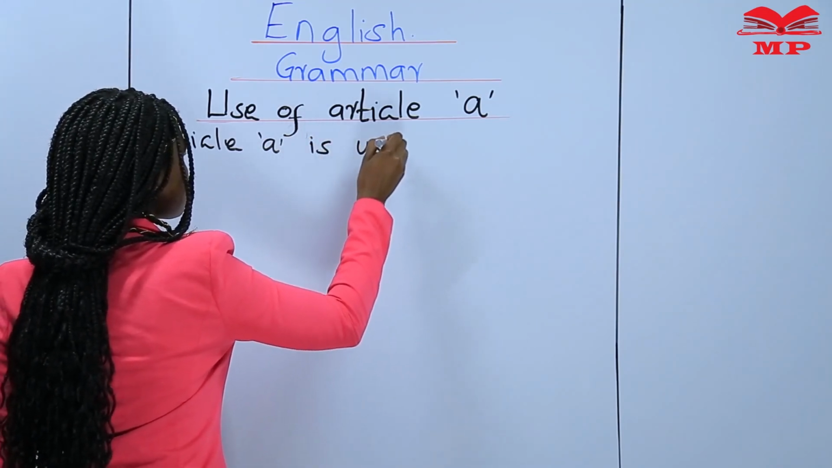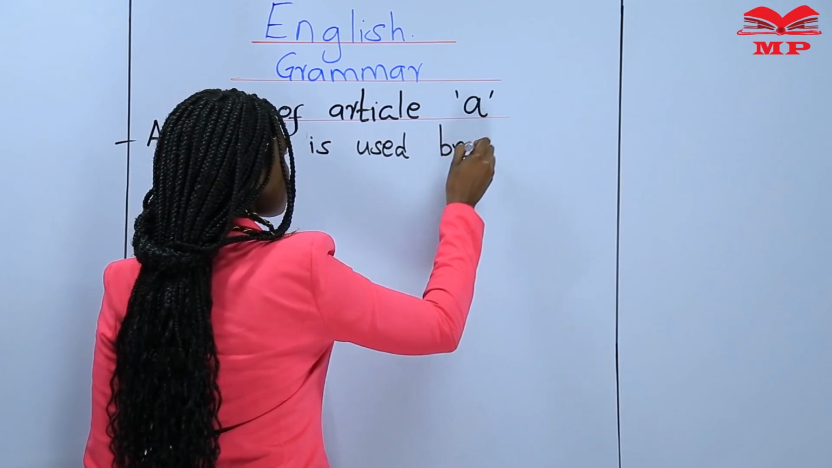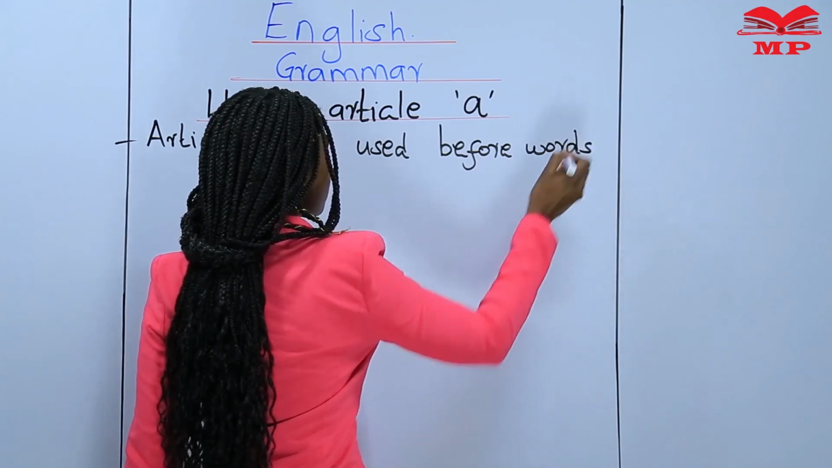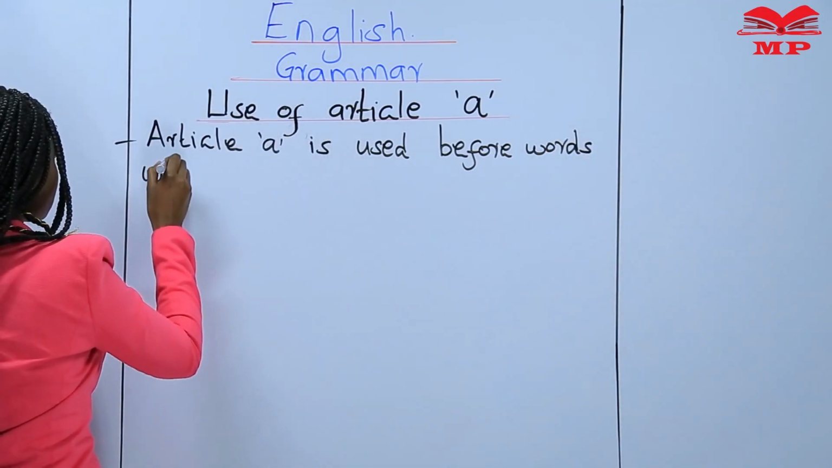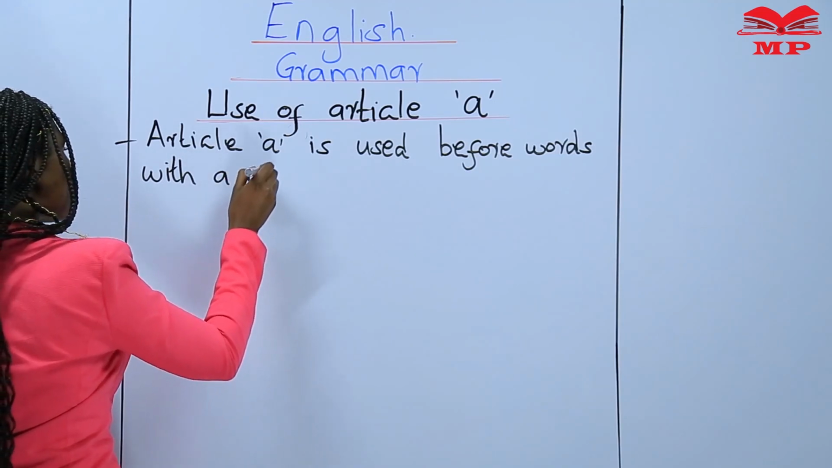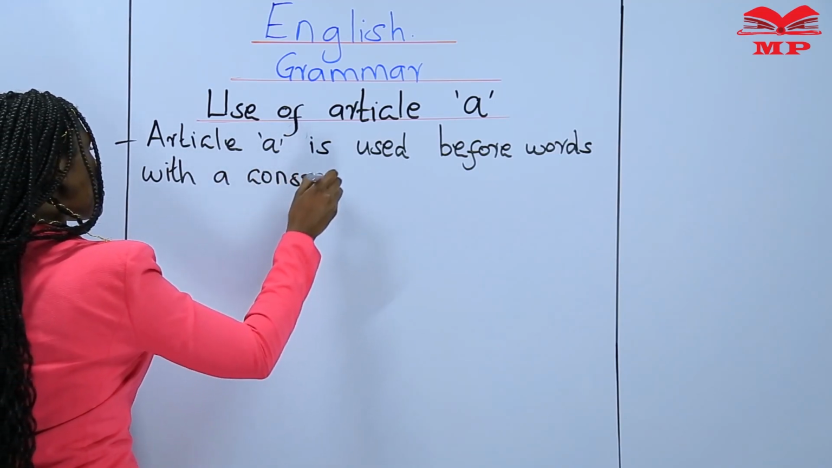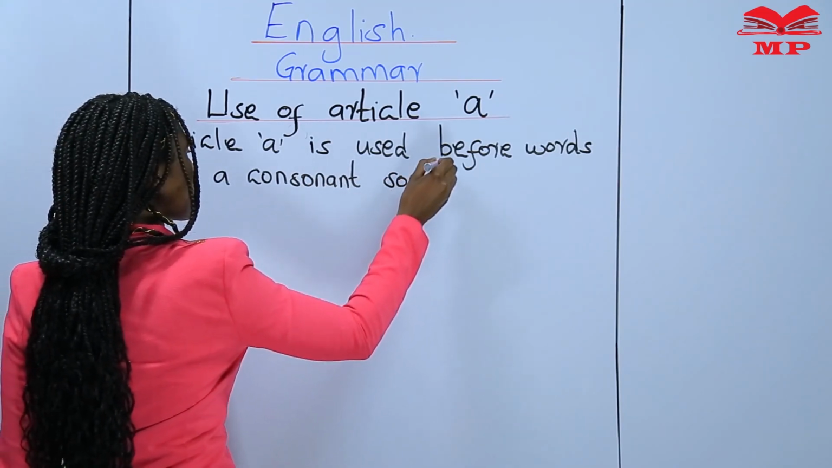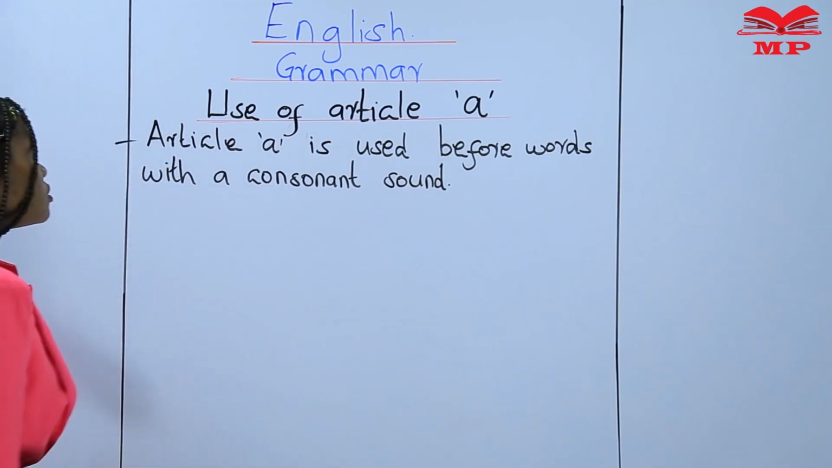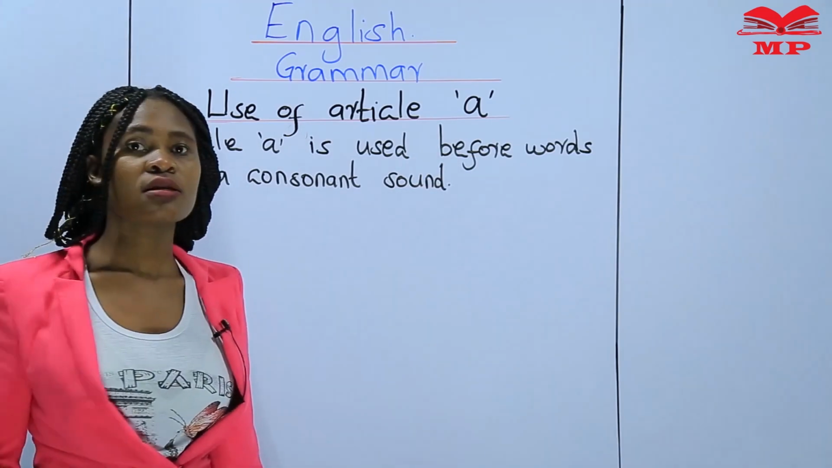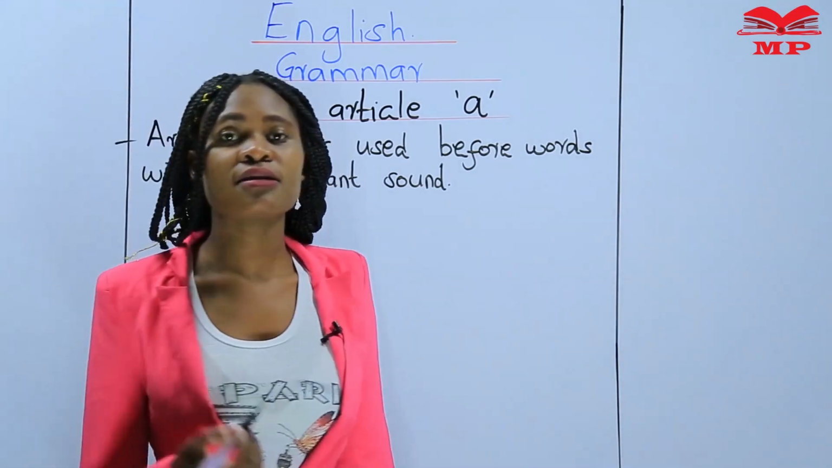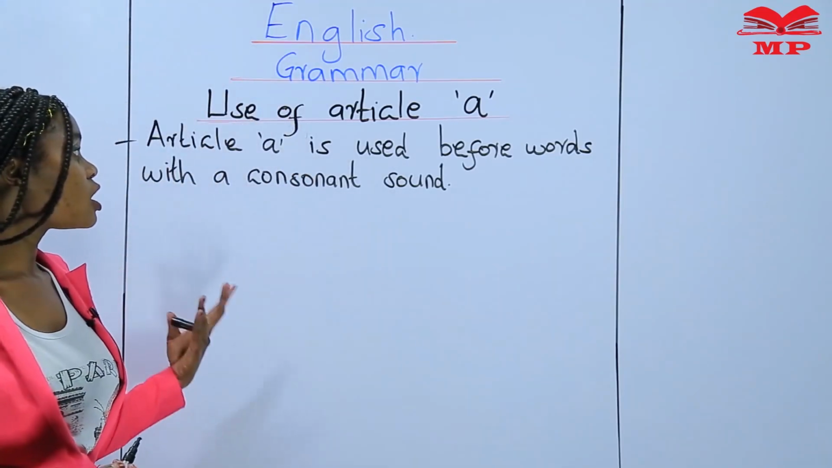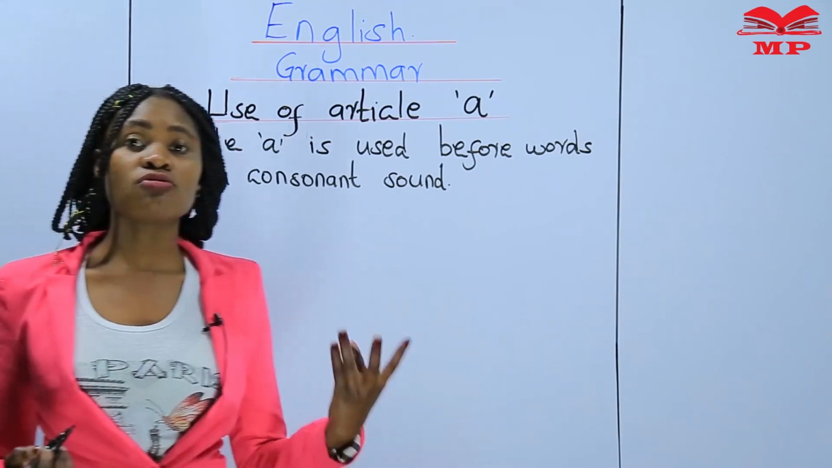is used before words with a consonant sound. So article a is used before words with a consonant sound. When you want to introduce a word that starts with a consonant sound, you can use article a. However, it is only applicable with countable nouns.